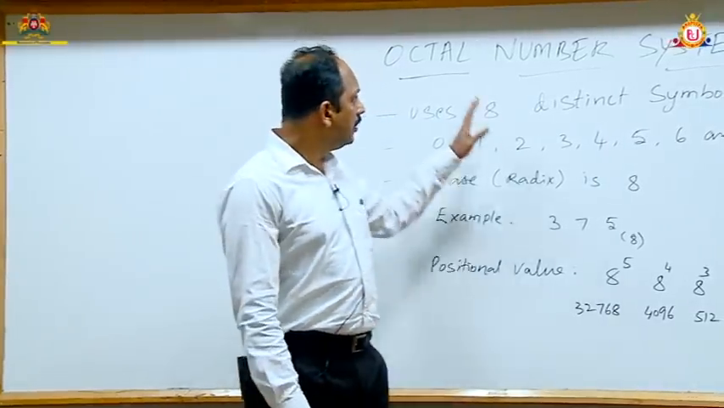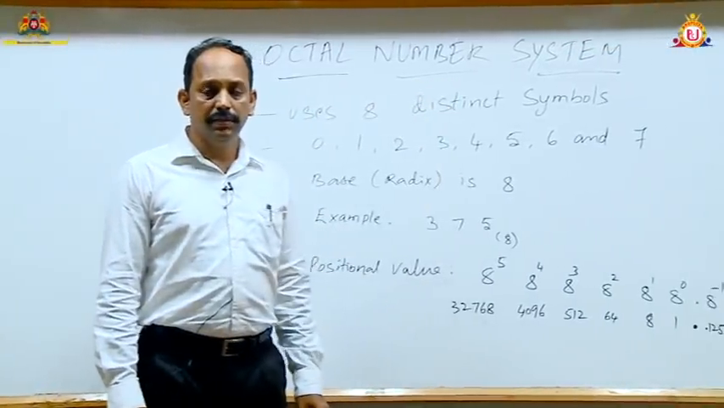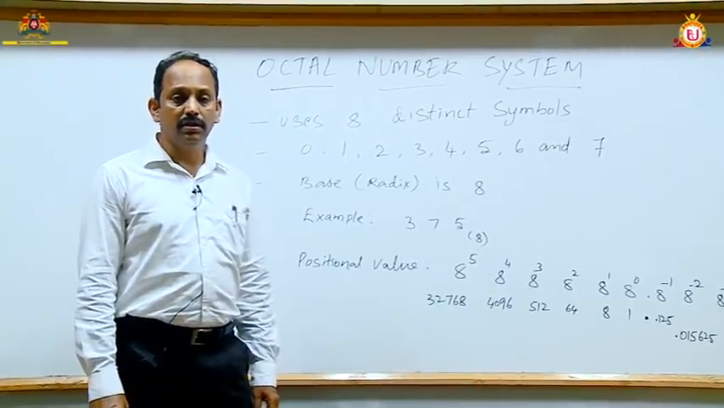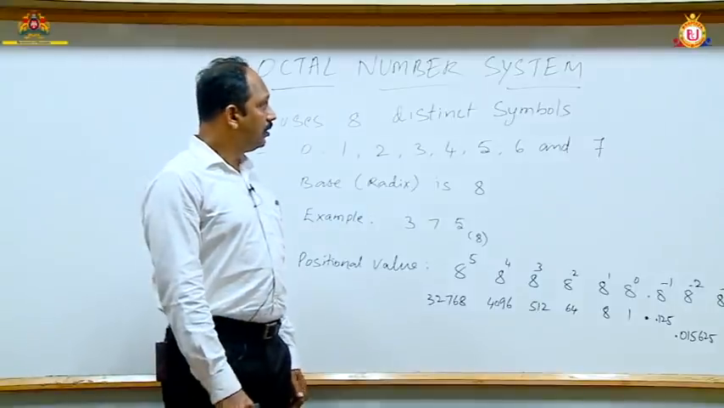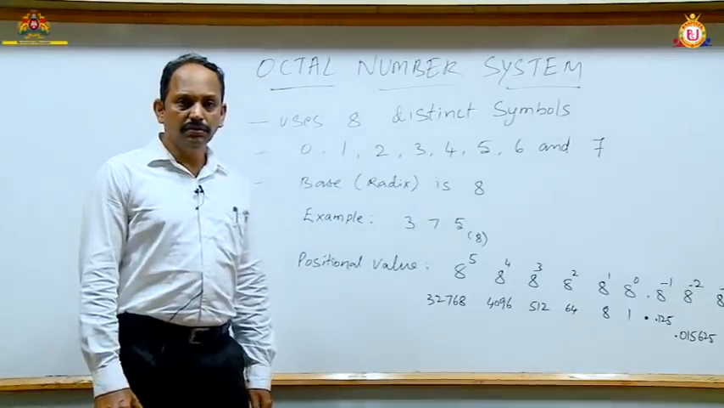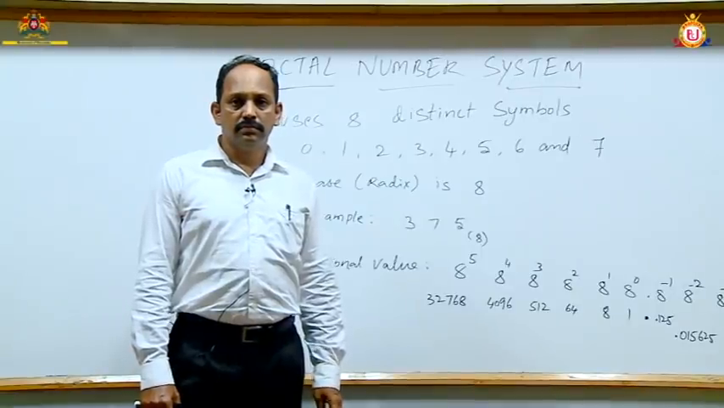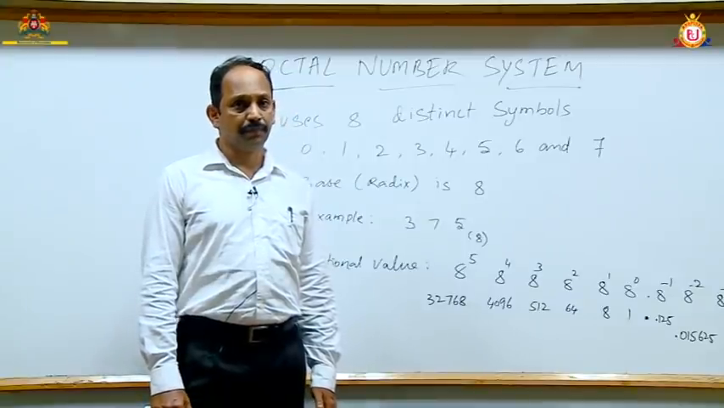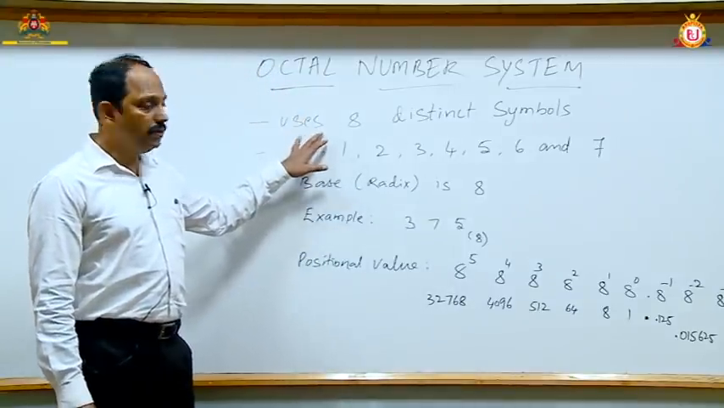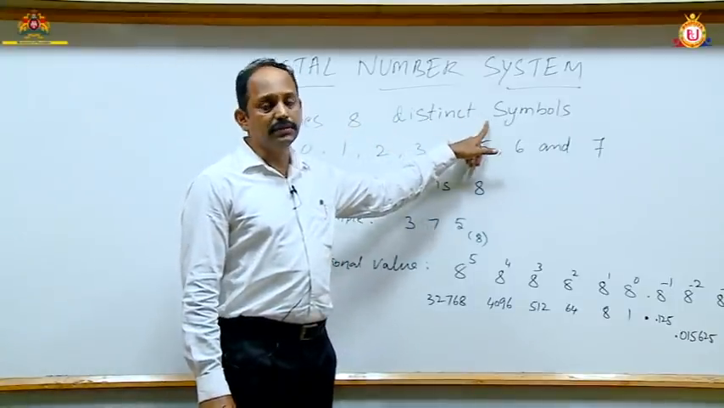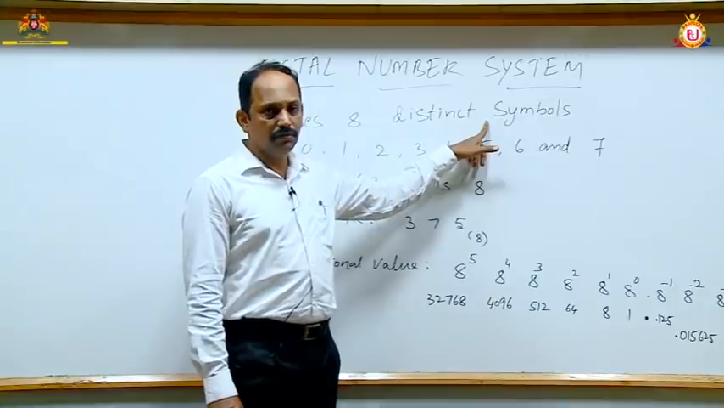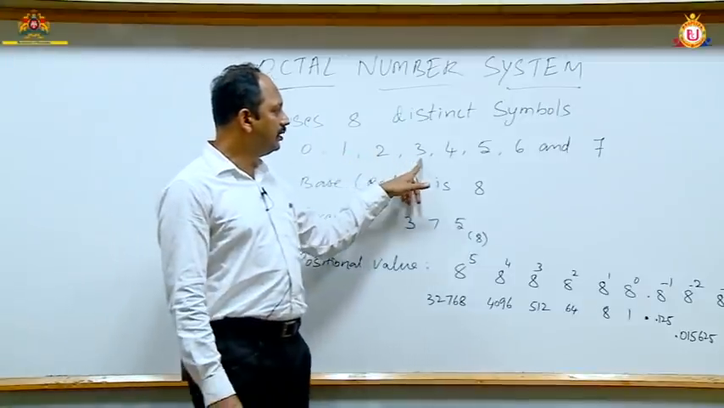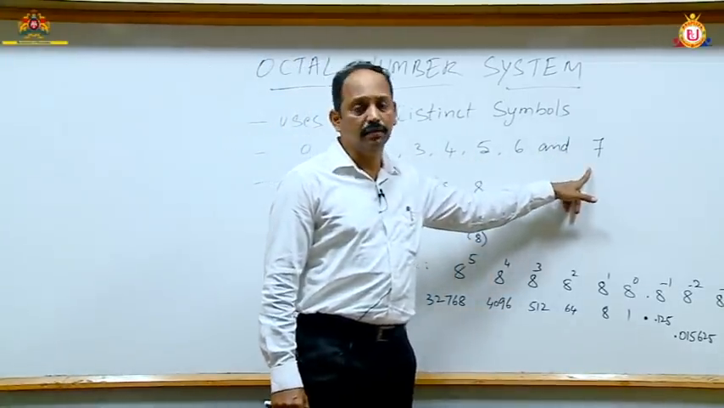Let us see the octal number system. Remember, octal number system is also used in computers to represent larger quantities. The use of octal number system reduces the number of binary digits needed to represent a higher value. The octal number system uses 8 distinct symbols. What are those 8 symbols? The 8 symbols are 0, 1, 2, 3, 4, 5, 6 and 7.